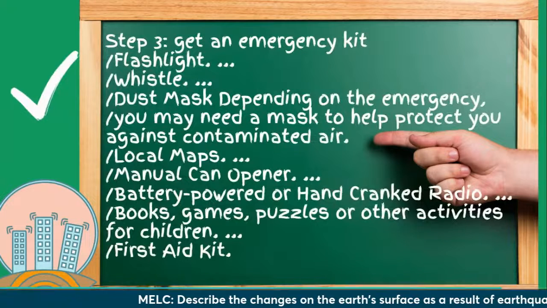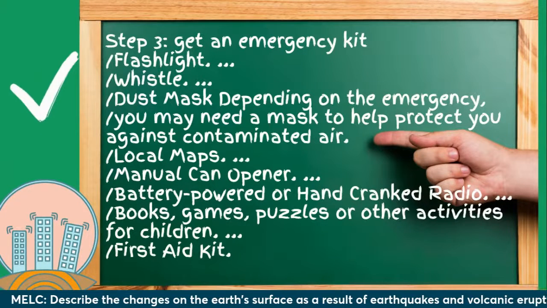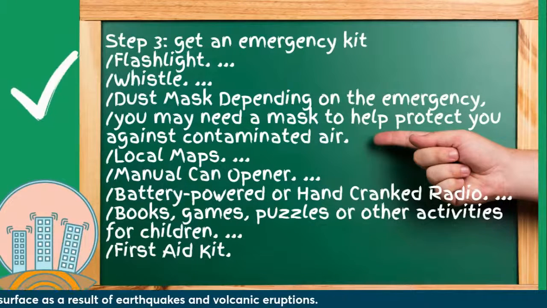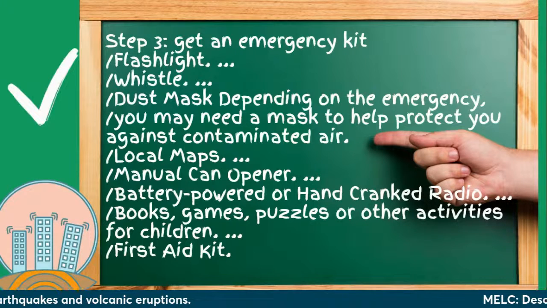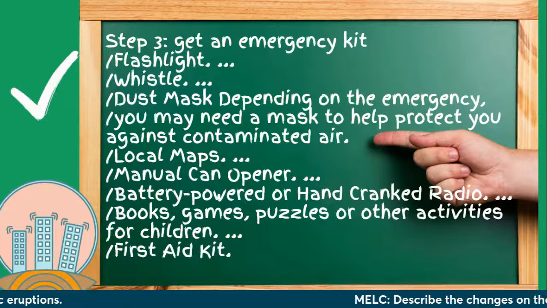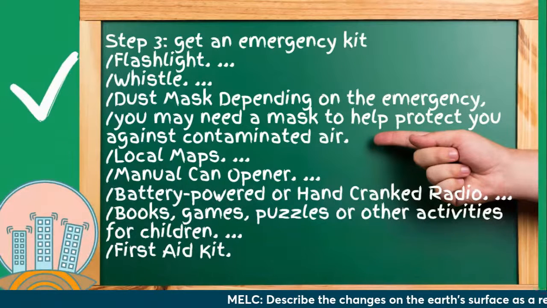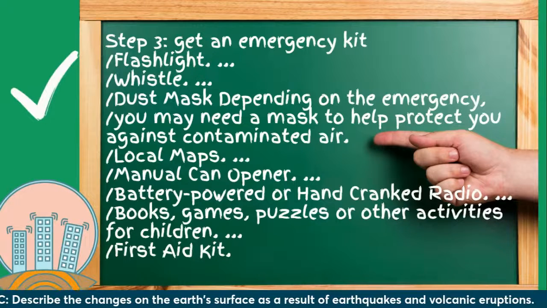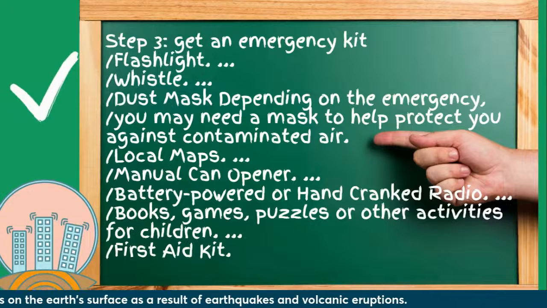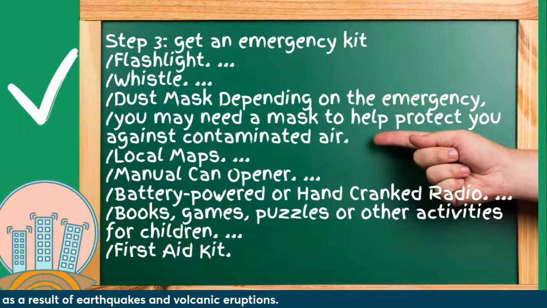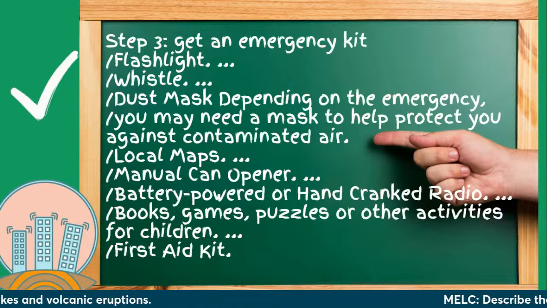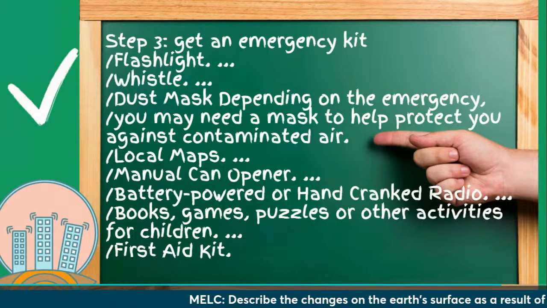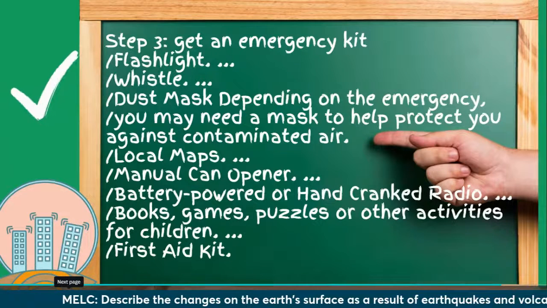For step 3, get an emergency kit. What should an emergency kit have? It should have a flashlight, a whistle, a dust mask depending on the emergency. You may need a mask to help protect you against contaminated air, a local map, manual can opener, battery powered or hand cranked radio, books, games, puzzles, or other activities for children, and of course, first aid kit. Okay? So you may check your work if your answers are not found here. So we are done with the step 3. Congratulations.